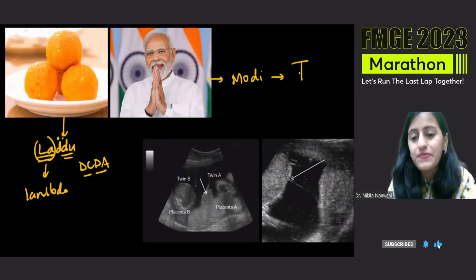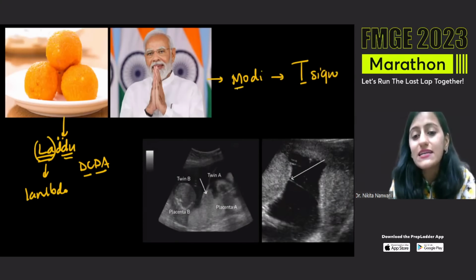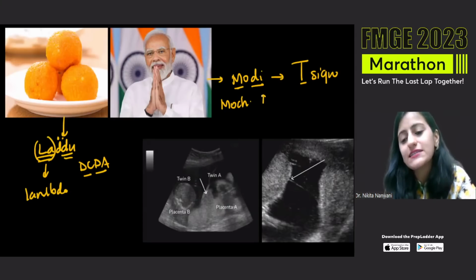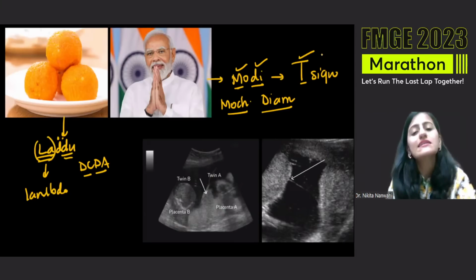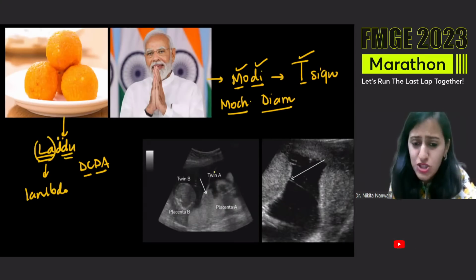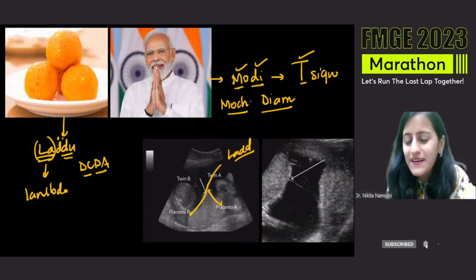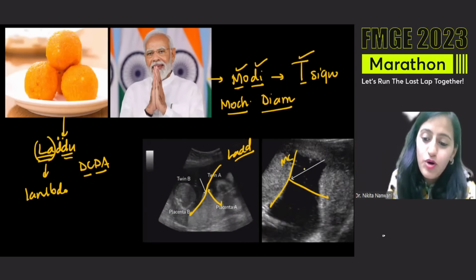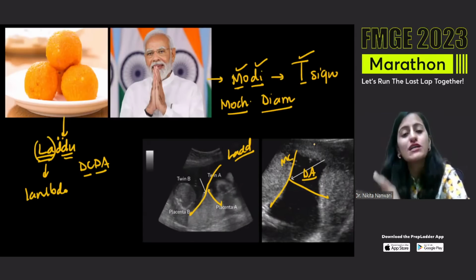That's the T sign. Remember that the T sign is seen in MoDi. What is MoDi? It is monochorionic, diamniotic. That is where you see the T sign. This is the lambda sign that we are seeing, so that is Laddu. And we have the T sign, which will be seen with monochorionic, diamniotic. So remember MoDi, monochorionic, diamniotic.